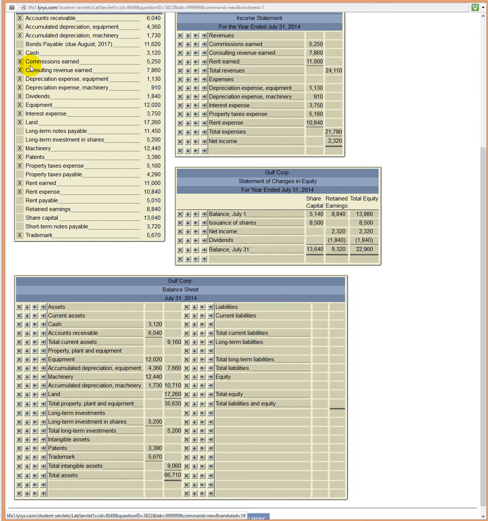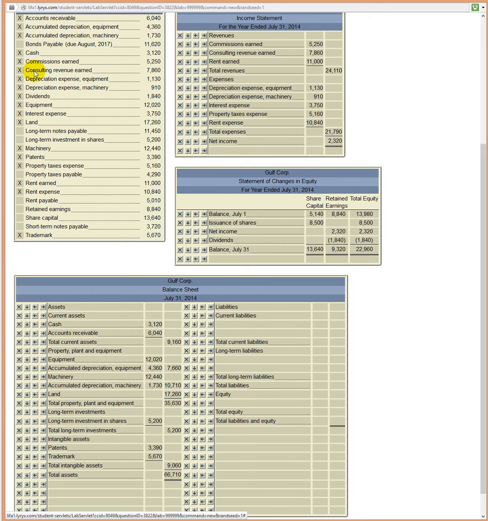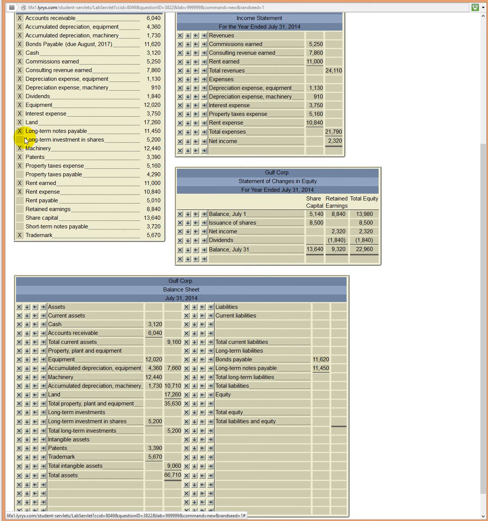Okay, so now we can go over to the liabilities. There's a couple of different kinds of long-term liabilities, and I'm not sure how many current liabilities we have. Bonds payable would be a long-term liability, so we put that here for 11,620. I picked up the wrong one somehow, so let's grab the right one. 11,620. And there's also a long-term notes payable, and that value is 11,450.